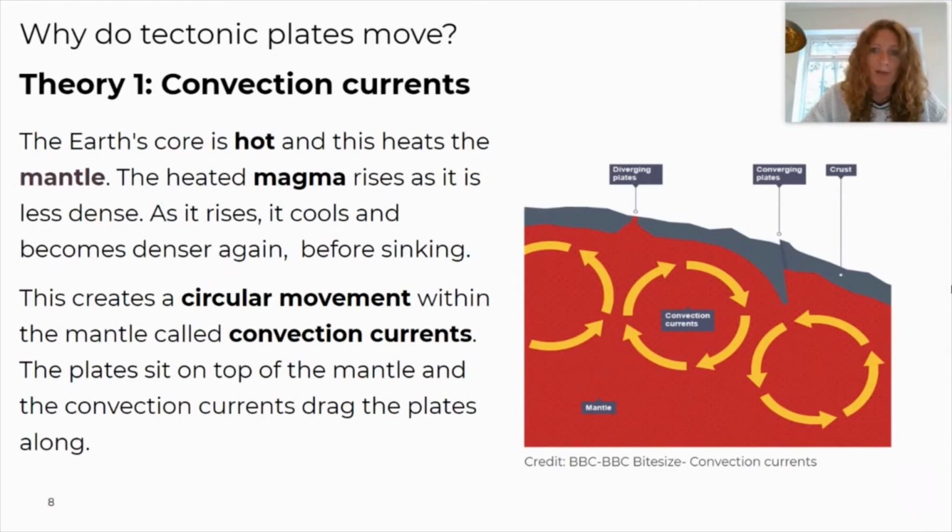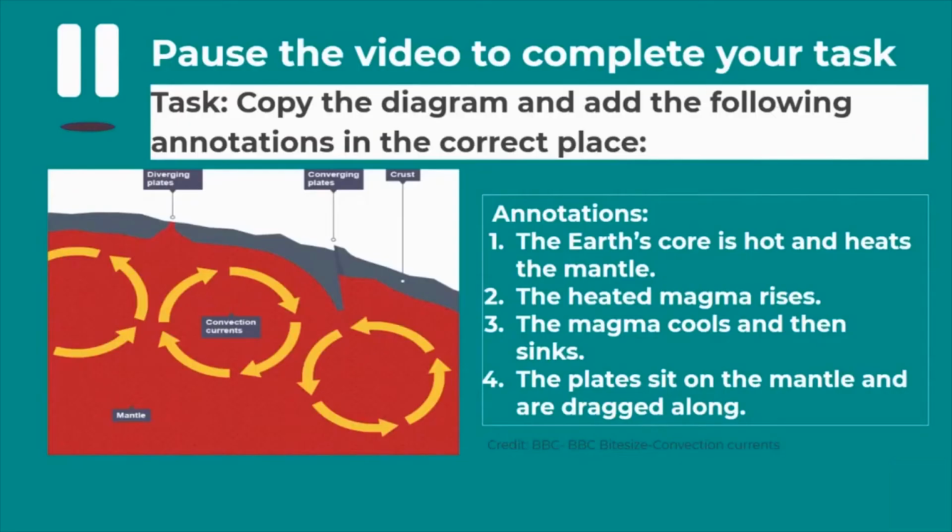So have a read through that again. You don't need to write this down as notes, because what I'm going to ask you to do next will check your understanding. So what I would like you to do now is to pause the video in just a second, and then make a copy of this diagram. I'm going to ask you to add the following annotations to your diagram.